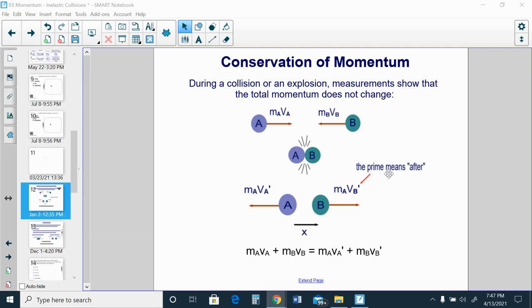so that you can denote that in your equations. So we know that in this case, what would happen here is that the momentum of object A plus the momentum of object B would be equal to the momentum after of object A and the momentum after of object B. So in this case, that's what we're going to see.